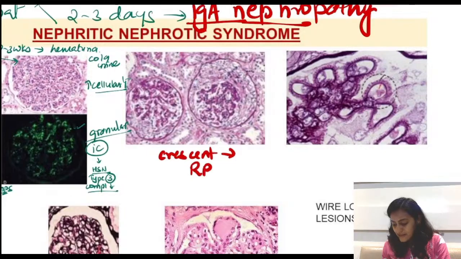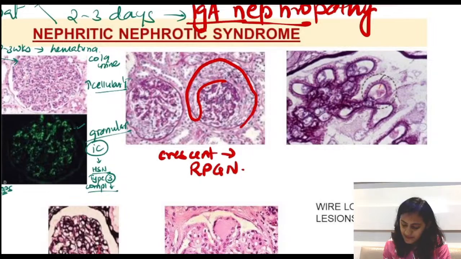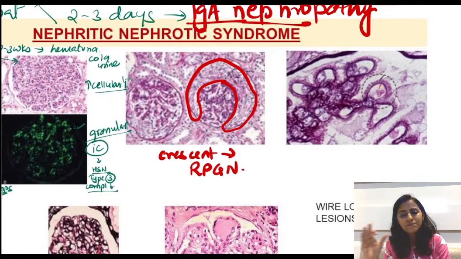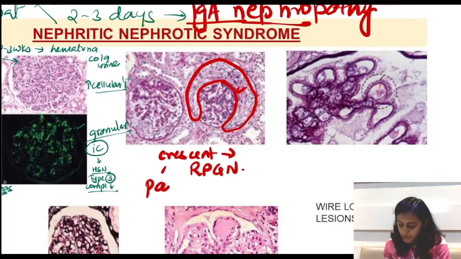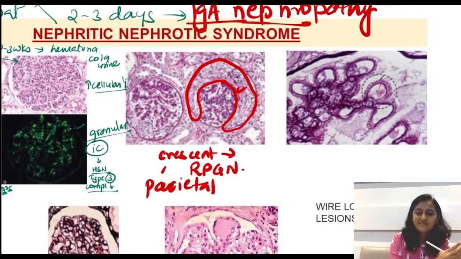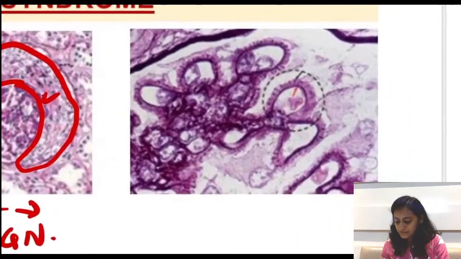Crescent is basically RPGN, right? The rapidly progressive glomerulonephritis, RPGN. So remember, these crescents are basically seen in RPGN. There are multiple causes of RPGN. There are types of RPGN that we have. Remember, it is the parietal cells which contribute to the formation of the crescent, not the visceral. It is the parietal cells. That is what we should remember at least.